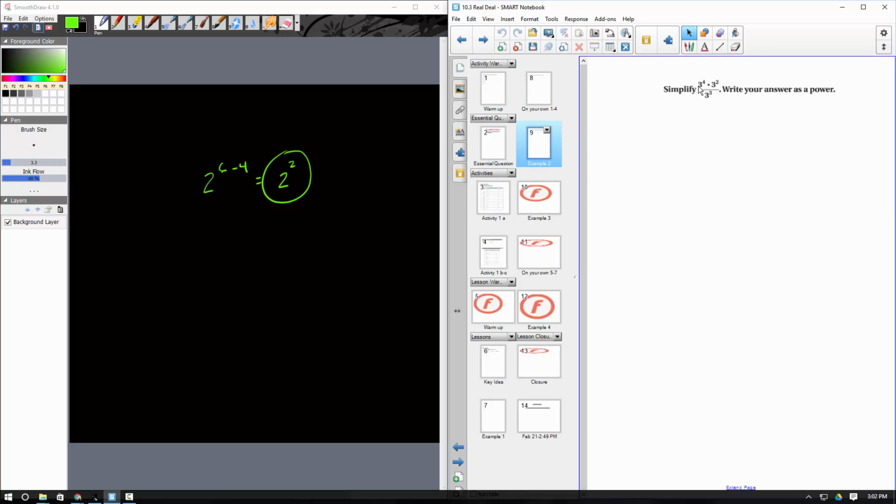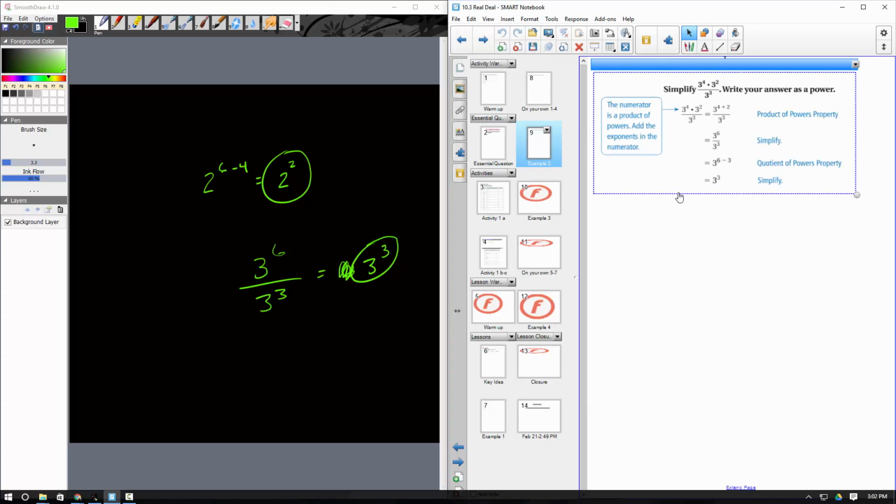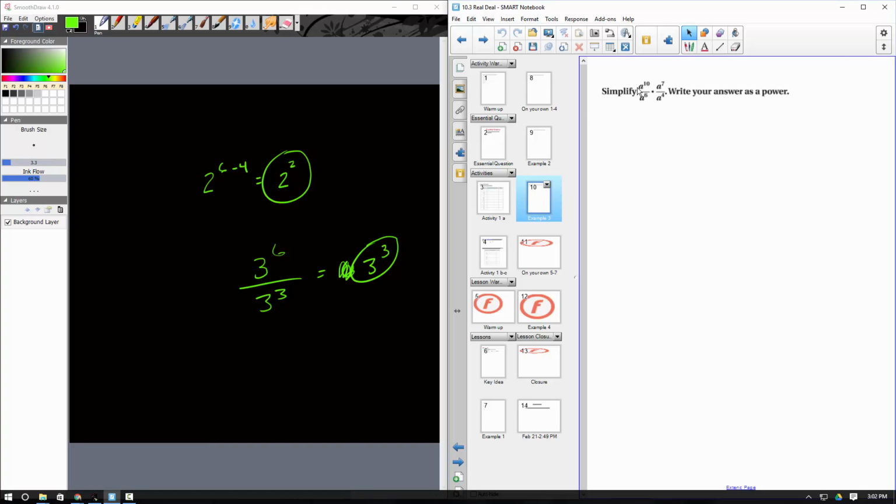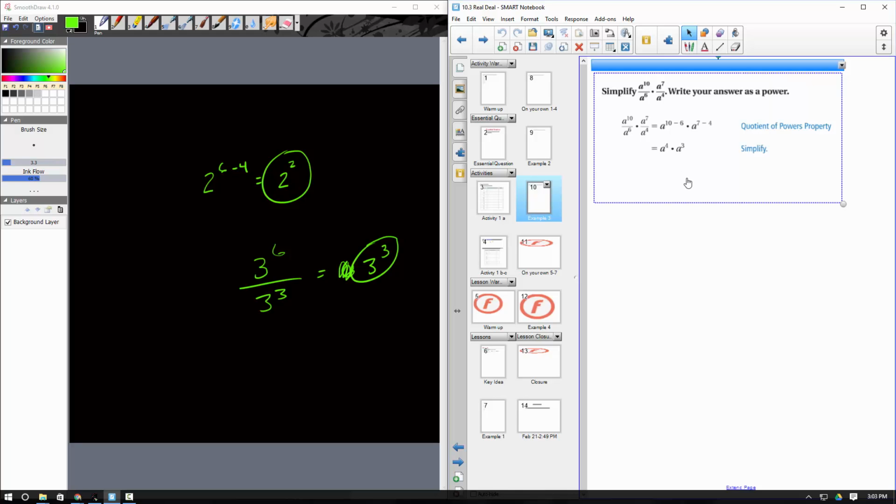Another example here is if I have 3 to the fourth times 3 to the second over 3 to the third. I'm going to look at these here and I'll have now 3 to the sixth. I'll rewrite this. So 3 to the sixth over 3 to the third will equal 3 to the third, because 6 minus 3 is 3. This one here, I will go a to the 17th over a to the 10th. So then I have 17 minus 10, which is a to the 7th, right?